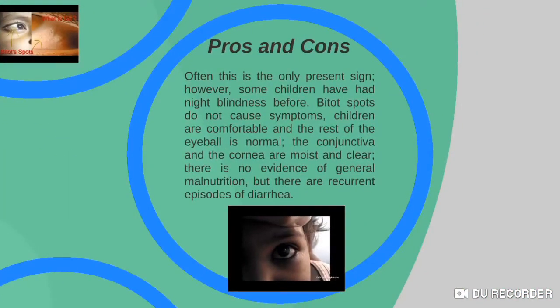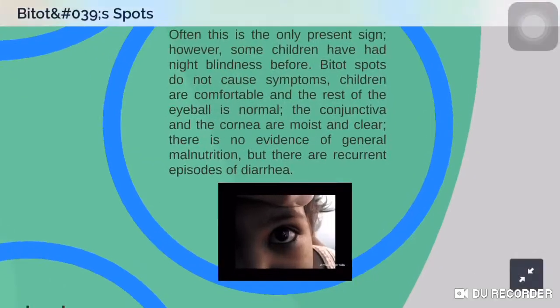Often this is the only present sign, although some children have had night blindness before. Bitot spots do not cause symptoms. Children are comfortable and the rest of the eye is normal. The conjunctiva and the cornea are moist and clear. There is no evidence of general malnutrition, but there are recurrent episodes of diarrhea.